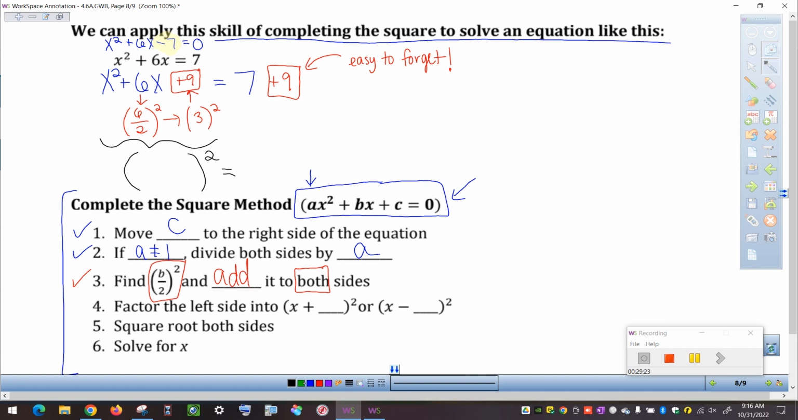What we're going to fill in this time is we're going to do the square root of x squared, so we're going to have an x in front. We're going to do the square root of 9 at the end, so we're going to have 3 at the end. And here we're going to see that the middle term is being added, so it's going to be a plus sign.